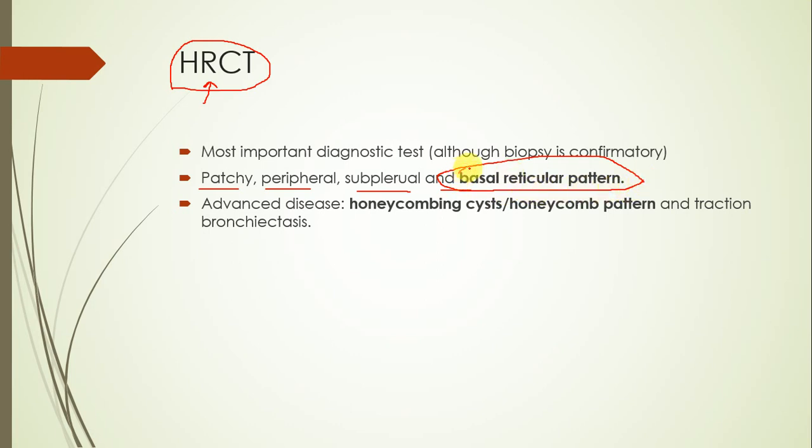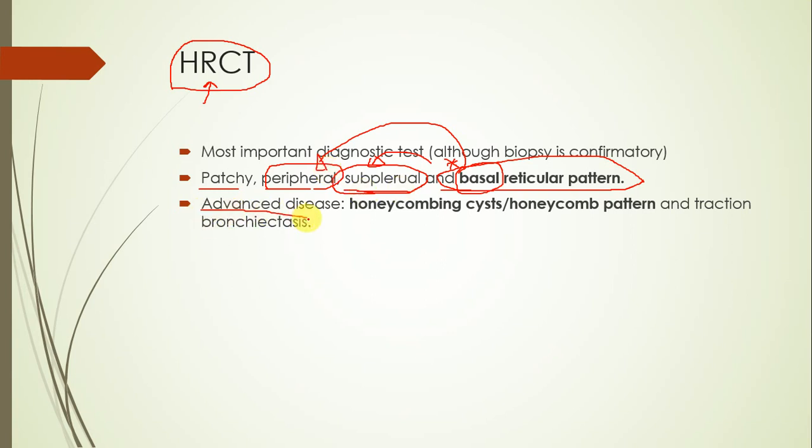But in basal, this is the term that you must remember, basal, and also which part of the base? In the periphery. Which peripheral part? Around the pleura, just below the pleura. So basal, periphery of the base, and also subpleural region. Actually, we have already seen that in the X-ray. We'll also see that in the CT scan.